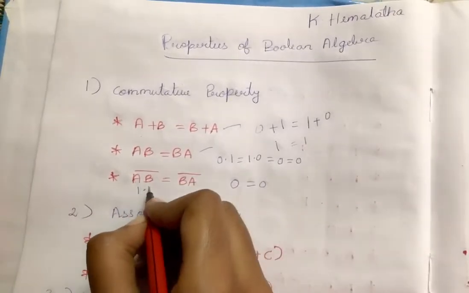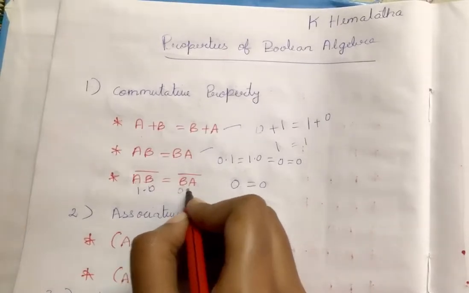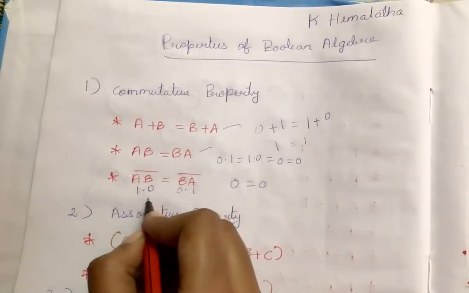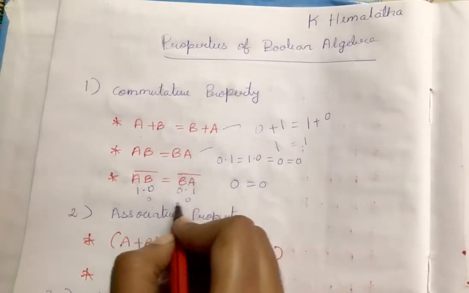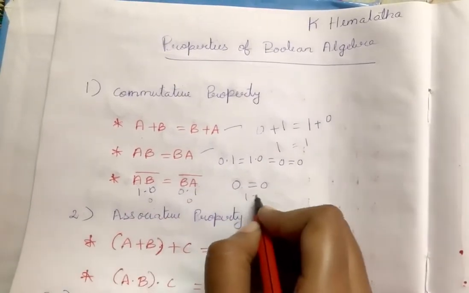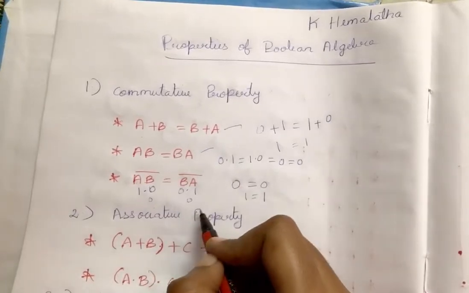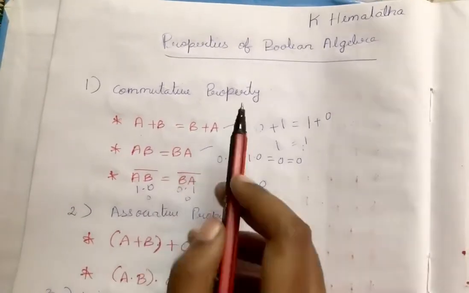Now I am taking 1 into 0 and 0 into 1. 1 into 0 gives 0 and 0 into 1 also gives 0. The complement of that will be 1. So 1 is equal to 1. All the conditions have been satisfied. So this is the commutative property.